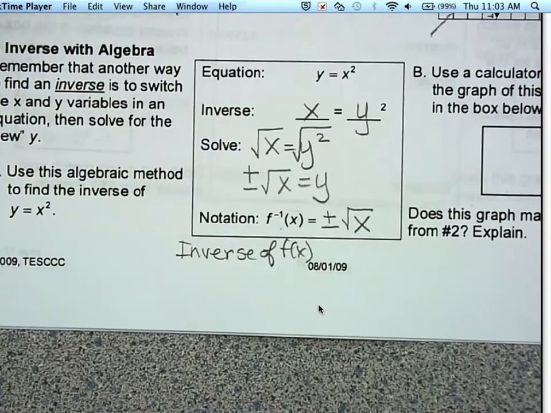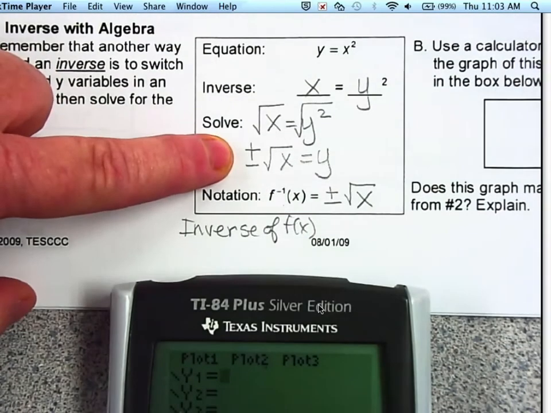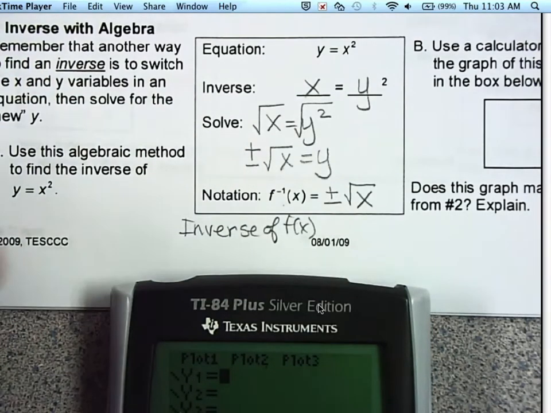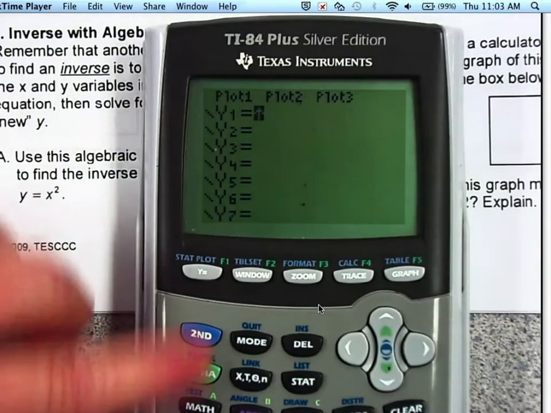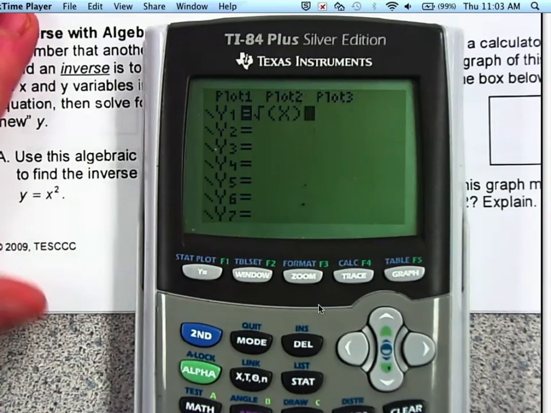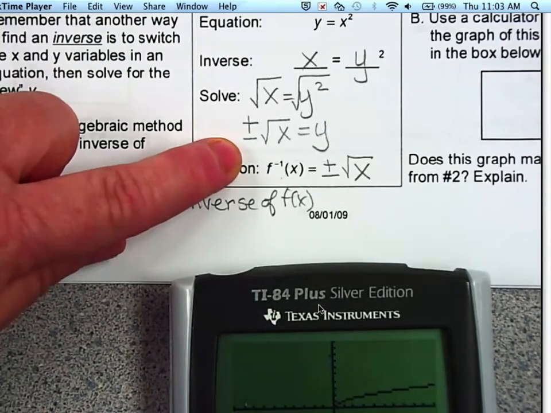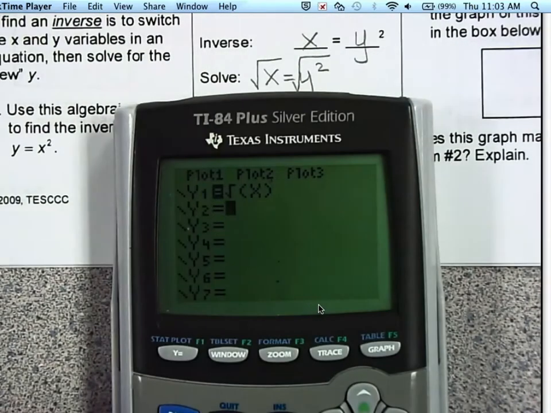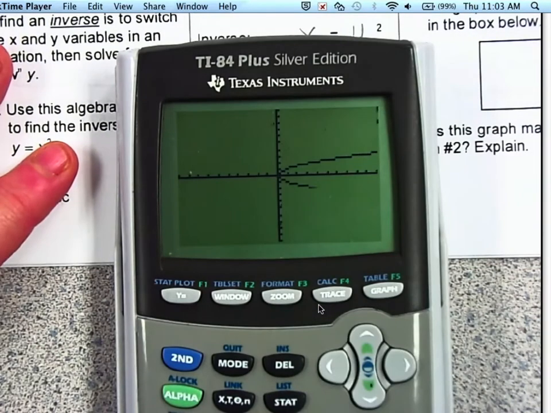How can we graph that? Kind of tricky. Can you graph part of it? Yes. You could graph what? The positive square root of x. All right, so let's do that in y1: the square root of x. And we'll graph it. Now, what about the negative part? Could you graph it? Let's graph it in y2. So negative square root of x. There it is.